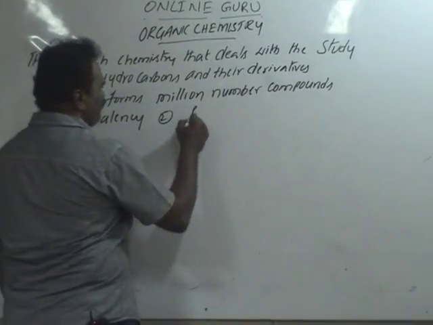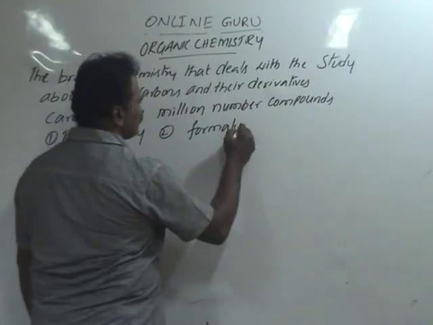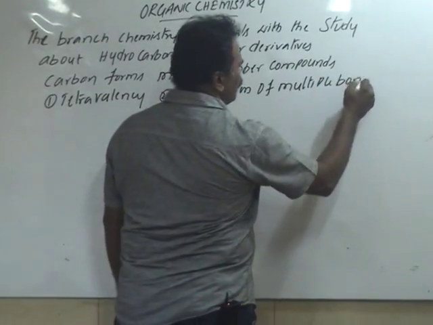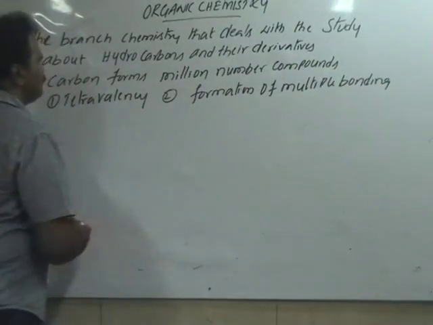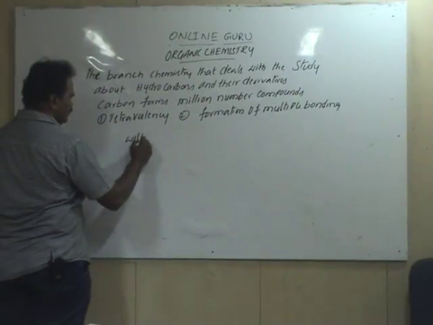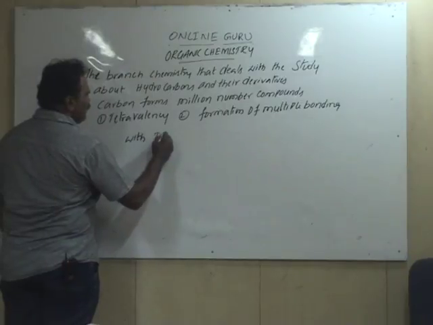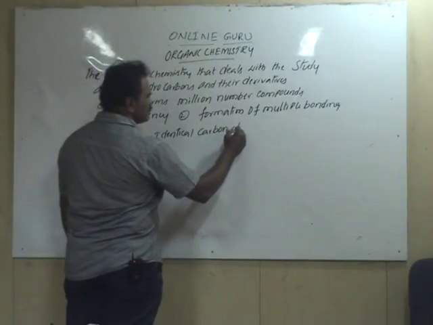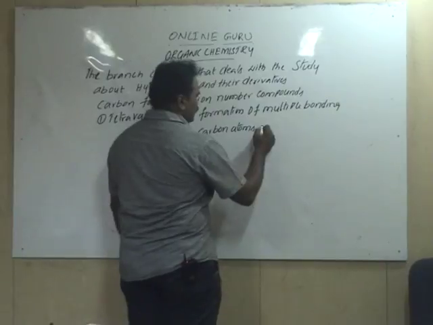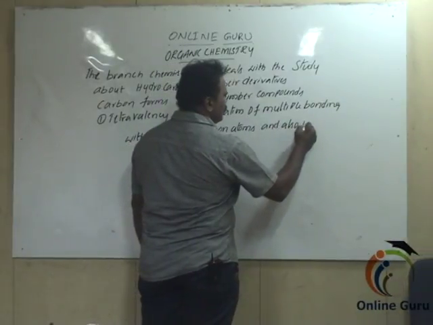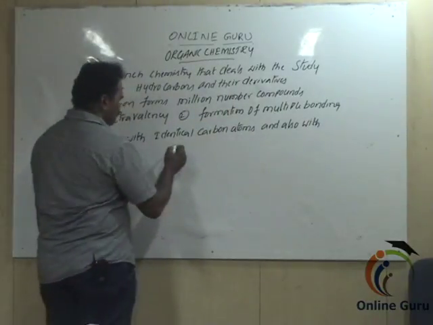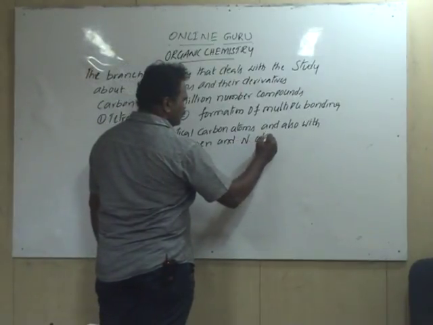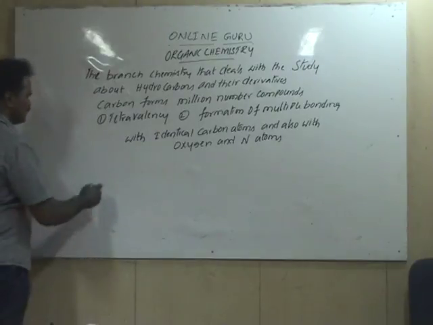Number two, formation of multiple bonding with identical carbon atoms, and also with oxygen and nitrogen atoms. Third one, catenation.